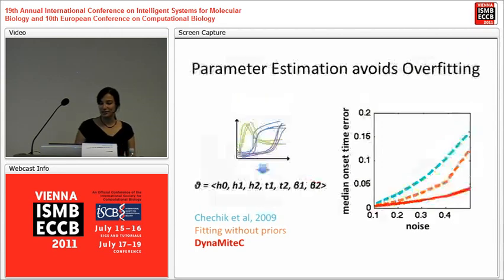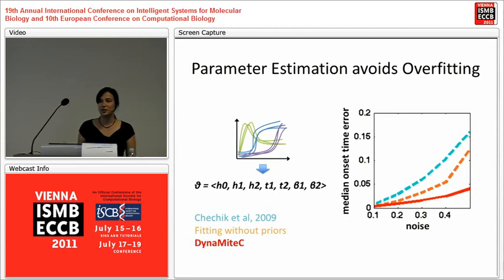And the same goes for parameter estimation. So here we again compare ourselves to Chechik et al.'s 6 parameter model, and to fitting just one step without priors, and we measure how much the parameters we estimate differ from the real parameters of the data, and we see again that we are more robust to increasing amounts of noise and overfit less. So now we see that it works.